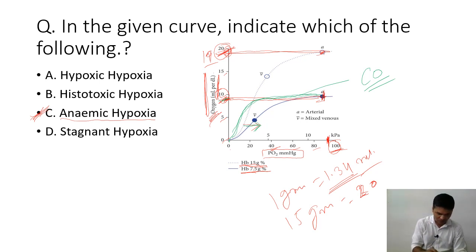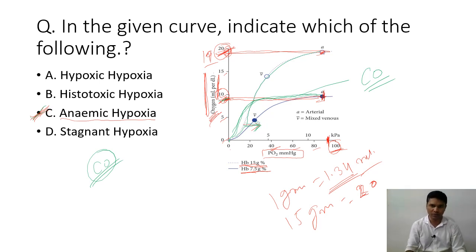So carbon monoxide poisoning is not an option here, and the clear cut answer is anemic hypoxia, because this is the normal graph and the graph is already shifted towards the right. So this is anemic hypoxia and the oxygen carrying capacity is already less.